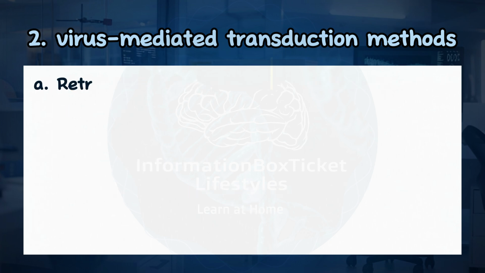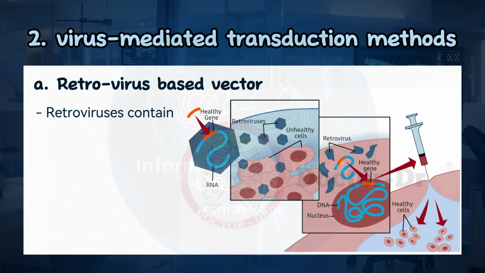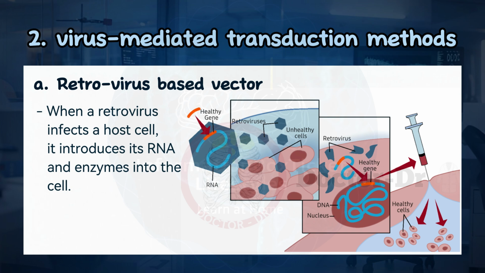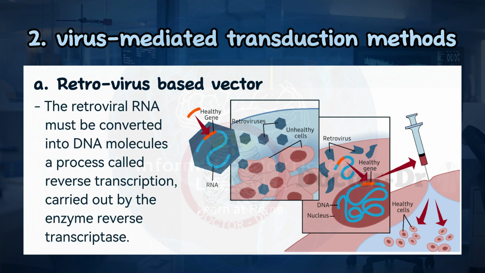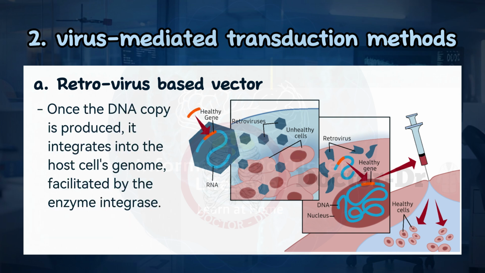A. Retrovirus-based vector. Retroviruses contain their genetic material in the form of RNA molecules, whereas the host cells have their genetic material in the form of DNA. When a retrovirus infects a host cell, it introduces its RNA and enzymes into the cell. The retroviral RNA must be converted into DNA molecules, a process called reverse transcription, carried out by the enzyme reverse transcriptase. Once the DNA copy is produced, it integrates into the host cell's genome, facilitated by the enzyme integrase.